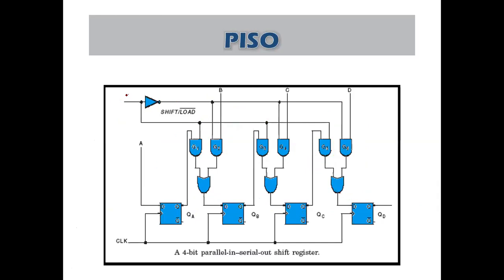So if you apply 0 here, you will get 1 here. So all these gates will be enabled and it allows us to do parallel loading. In the same case, if you make 1 here, you will get 0 here. So all these gates will be disabled, and all these gates will be enabled. If these gates are enabled, then it will do shifting of data one by one.